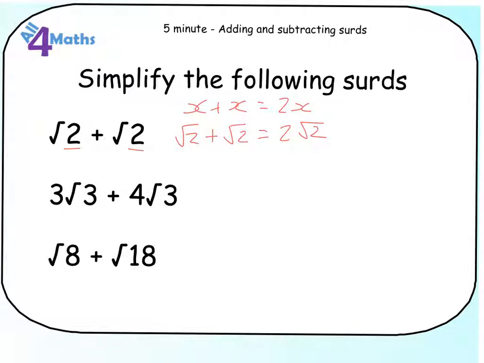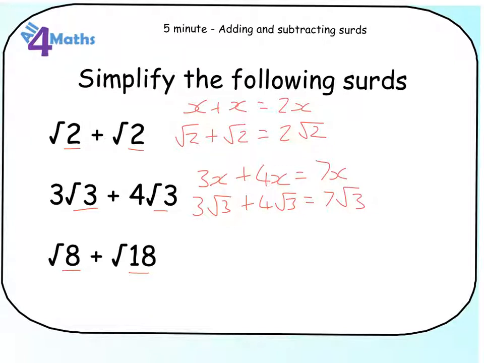If we look at the second part then, we've got 3 root 3 plus 4 root 3. We've got the same number within the square root. So again, I'm just going to show you with algebra. We would have 3x plus 4x, which would give us 7x. If we replace the x with our root 3, that means that 3 root 3 plus 4 root 3 is 7 root 3.